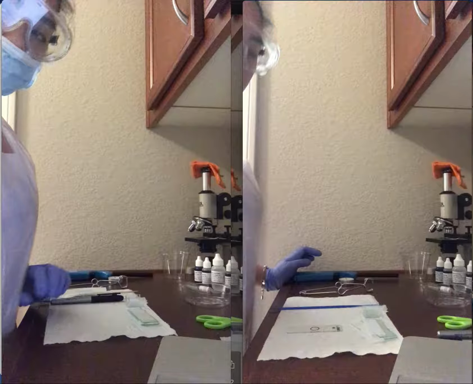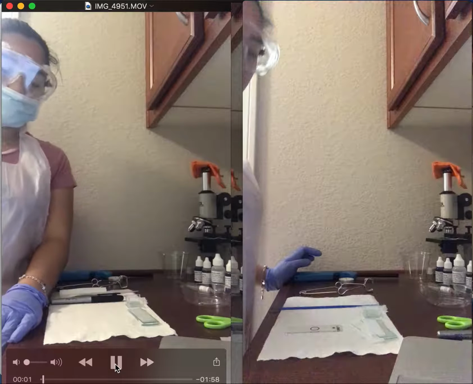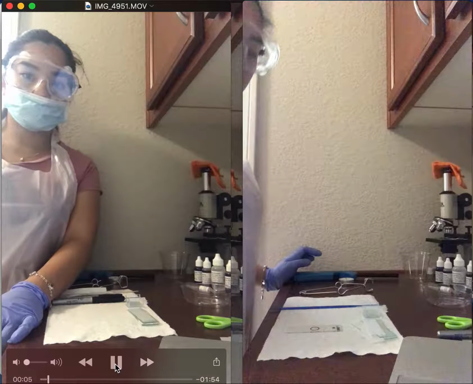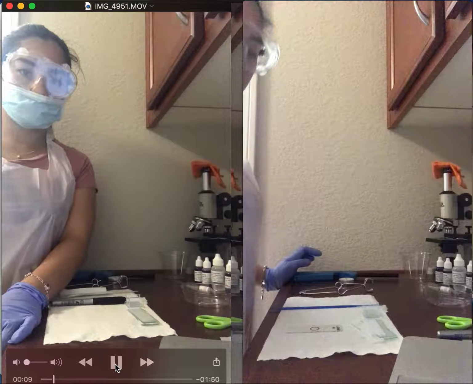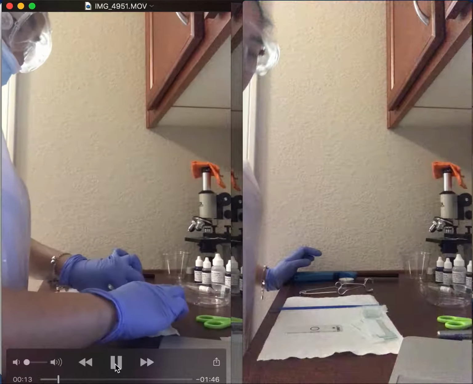Bacterial Morphology and Staining Techniques. Exercise number 1, direct and negative stains. So here I have cleared my work area, gathered all my materials needed for this exercise, and also wearing my safety goggles, face mask, and apron.